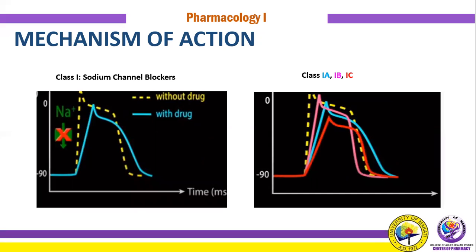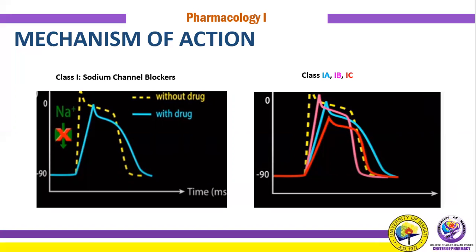So there are 5 classes of antiarrhythmic drugs: class 1, 2, 3, 4, and 5. But there are only 4 classes that have distinct mechanisms of action, and we are gonna discuss that. So the first class is the sodium channel blockers. It is indicated in the first picture. The sodium channel blockers.